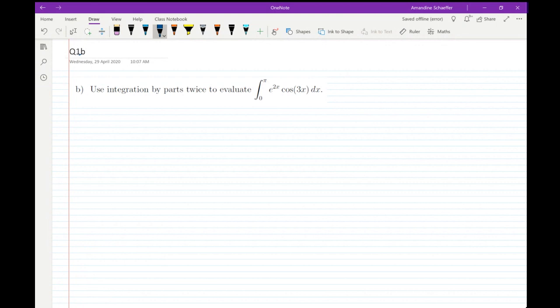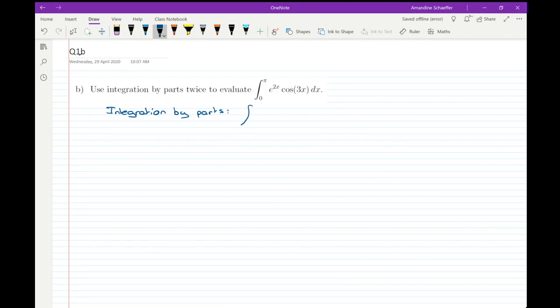So the idea here is to use integration by parts twice to rewrite this integral, which is the integral of a product of two parts. So it all makes sense. So integration by parts. So I hope you all know this formula.